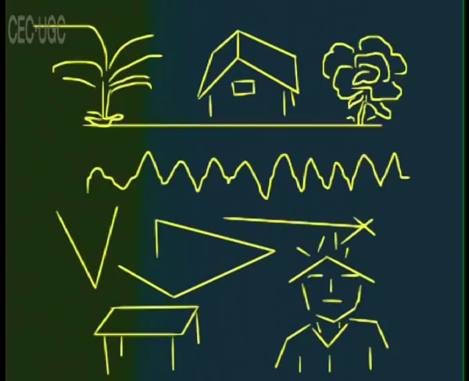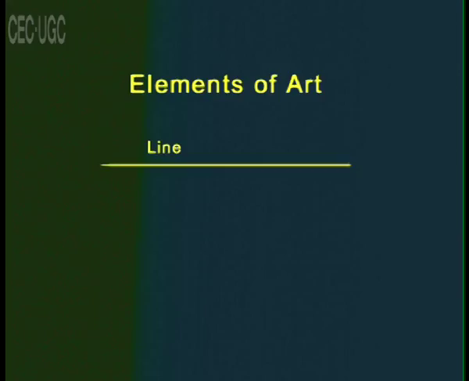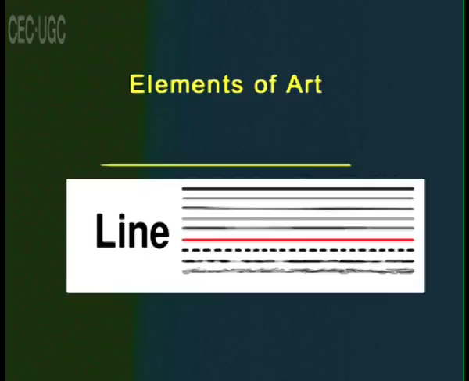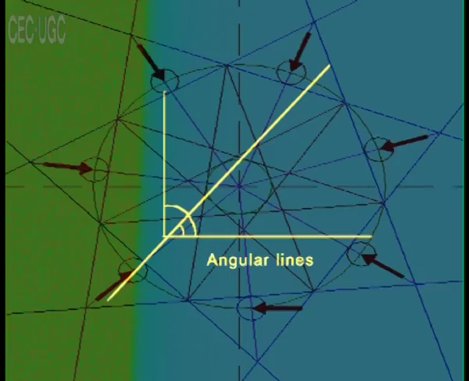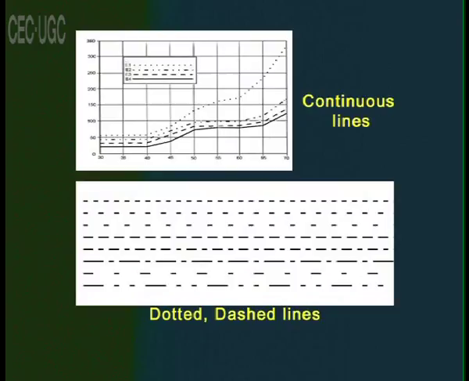A line is one of the seven elements of art. Lines define an enclosed space. In drawing and painting, a line represents many things, such as an actual line, a person, or a building. A line can be thick or thin, wavy or curved or angular, continuous or broken, dotted, dashed, or a combination of any of these.